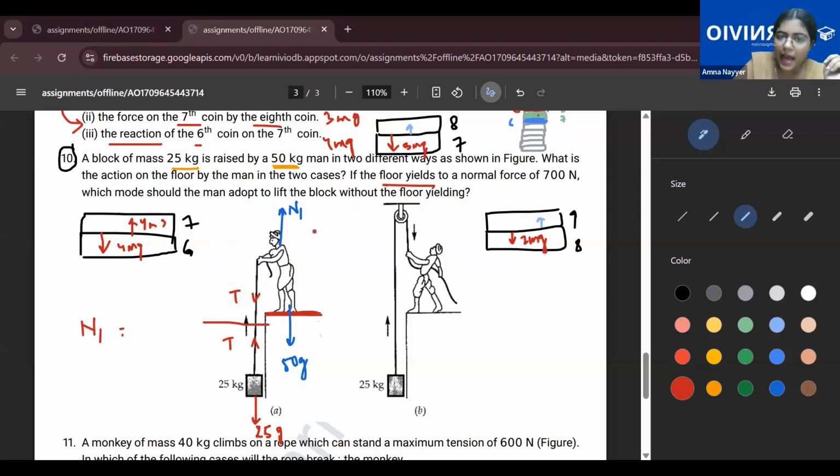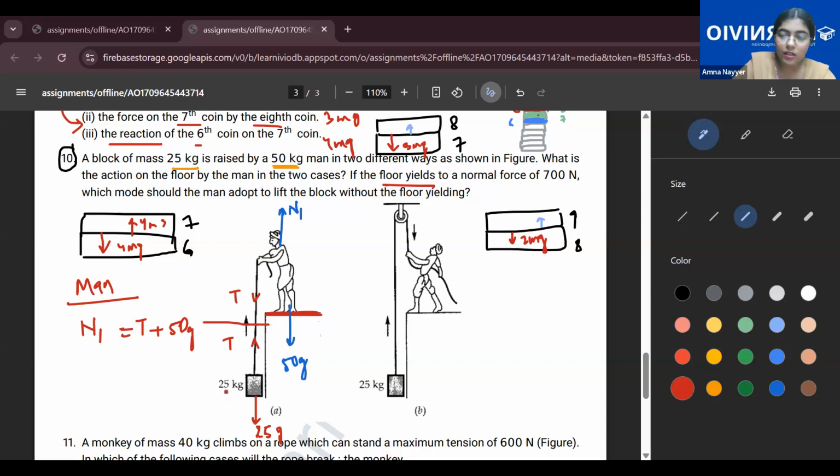Now tell me, class, is the man moving along the y-axis or along the x-axis? No. So if the man is not moving, it means N1 is balancing T plus this 50g. That is one equation that you will get from here. And normal reaction will be tension plus 50g from this side.